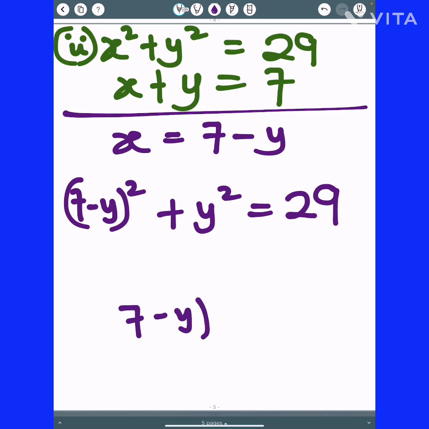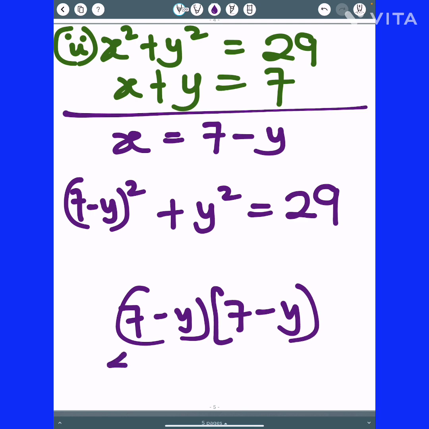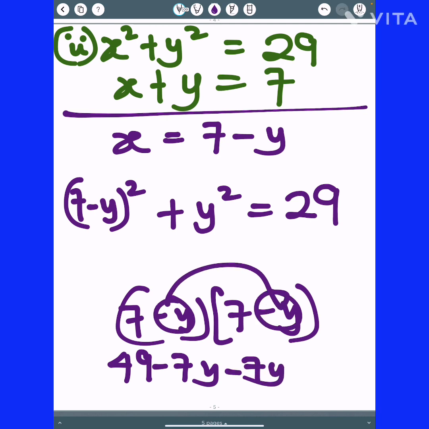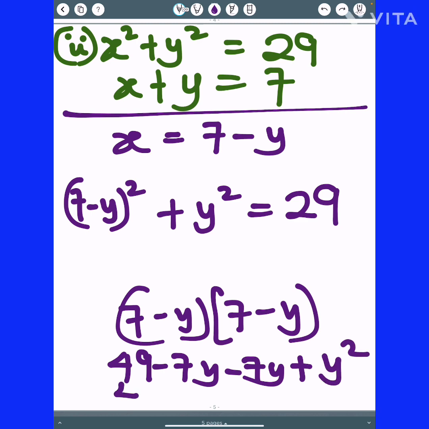Let's expand 7 minus y squared. That's 7 minus y times 7 minus y. 7 times 7, 49. 7 times minus y, that's what? Minus 7y. Also, minus y times 7 is minus 7y. And minus y times minus y is what? Plus y squared. So this gives 49 minus 14y plus what? y squared.